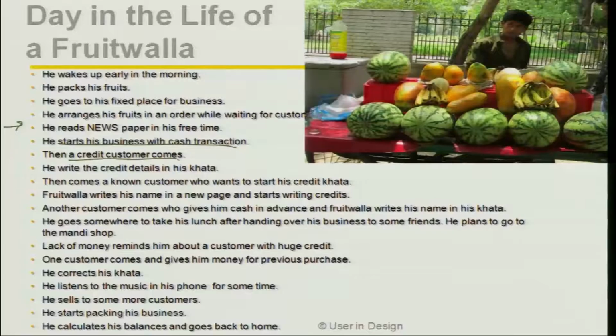Then a credit customer comes. He writes the details in his khata. Then comes a known customer who wants to start his new credit khata, okay? The Fruitwalla writes his name in a new page and starts writing credits, okay? Another customer comes who gives him cash in advance, and the Fruitwalla writes his name in his khata.